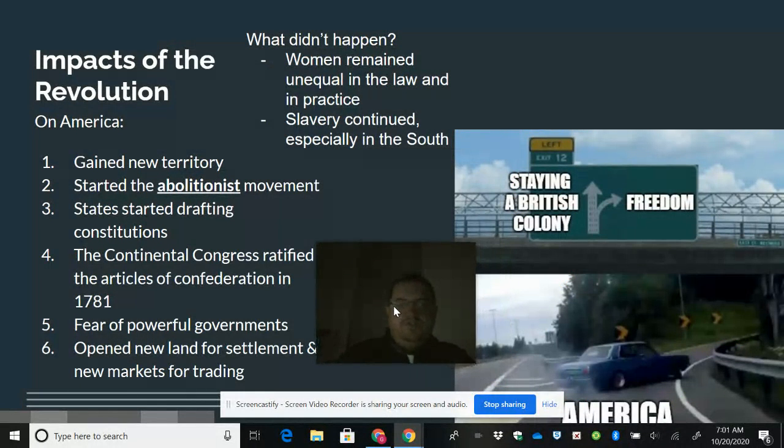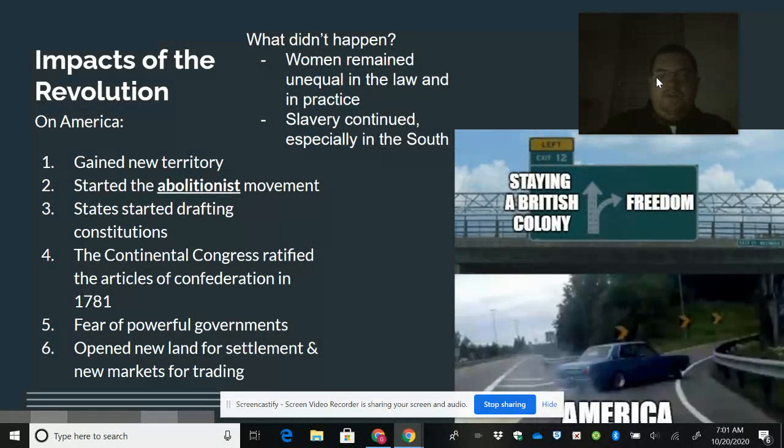Impacts of the revolution. This is the interesting part to talk about in the debate. Some people want to make the argument that the Revolutionary War wasn't actually revolutionary, because even though Great Britain lost, not a lot changed. Just a new country in charge. So the impacts of the revolution on America, number 1, obviously we gained new territory.